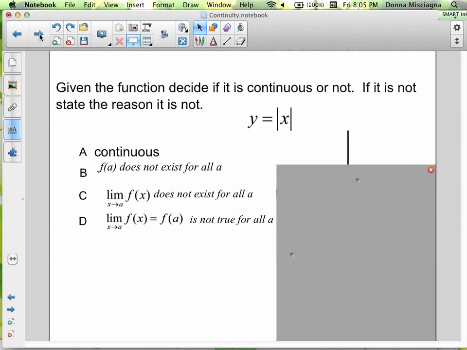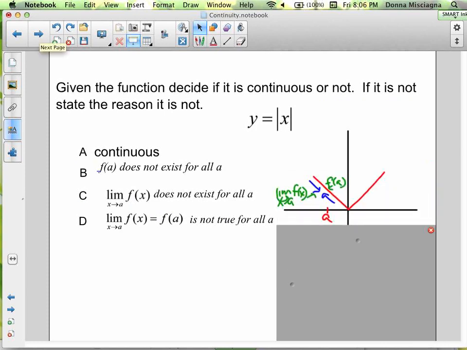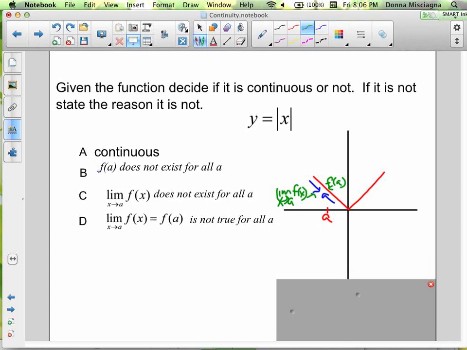Given the function, decide if it's continuous or not. If it's not, state the reason. y equals the absolute value of x. Well, there's just no number you can't take the absolute value of. So this is not a problem.